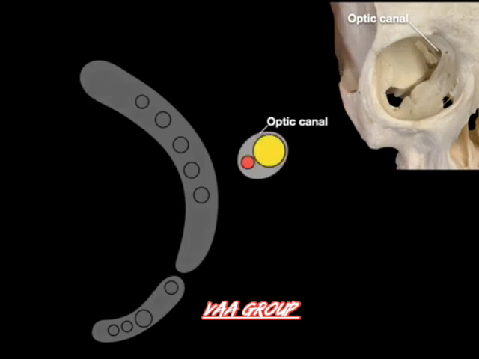Now in the optic canal are two structures. We have cranial nerve 2, also known as the optic nerve. That's what allows you to see. That's what goes to the retina. And right alongside that, snug as a bug in a rug, is the ophthalmic artery, which is a branch off the internal carotid artery, and it supplies the orbit as well as the retina.